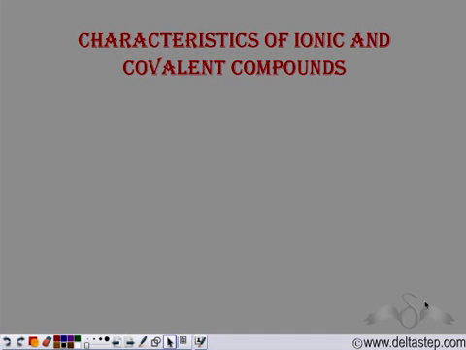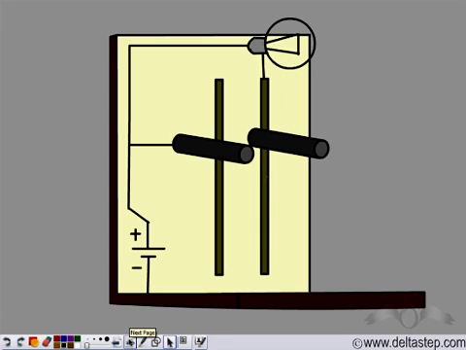Let's look at some of the characteristics of ionic and covalent compounds. First, we'll see whether they conduct electricity or not. For this, we take this experimental setup. In this, we have a battery.